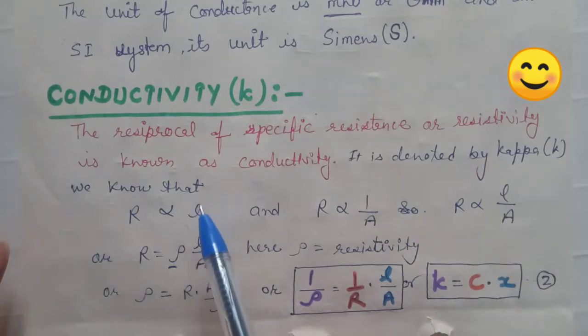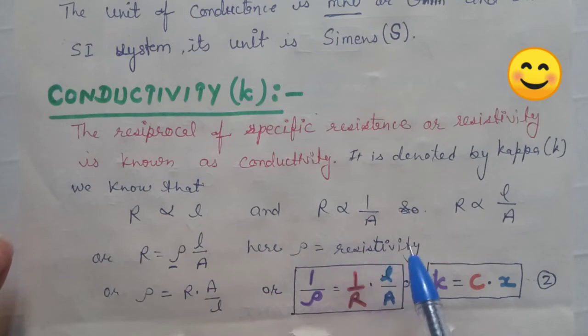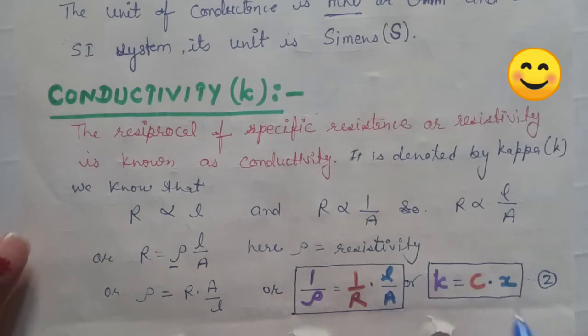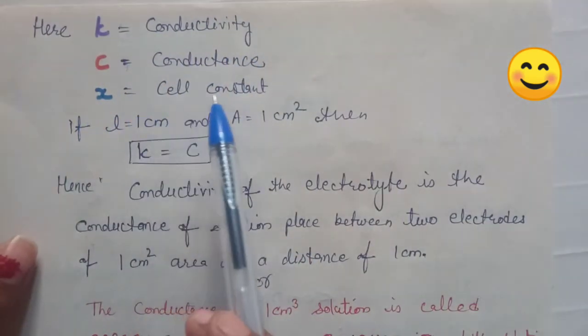We know that R is proportional to L and R is proportional to 1 upon A. So R is proportional to L upon A, or we can say R is equal to rho L upon A. Here rho is the resistivity or specific resistance. So rho is equal to R into A upon L. On taking the reciprocal of the equation, 1 upon rho is equal to 1 upon R into L upon A. 1 upon rho means kappa, 1 upon R means C or conductance, and L upon A is X. This is cell constant. So we can say kappa is equal to C into X. Here kappa is the conductivity, C is the conductance, and X is equal to cell constant.